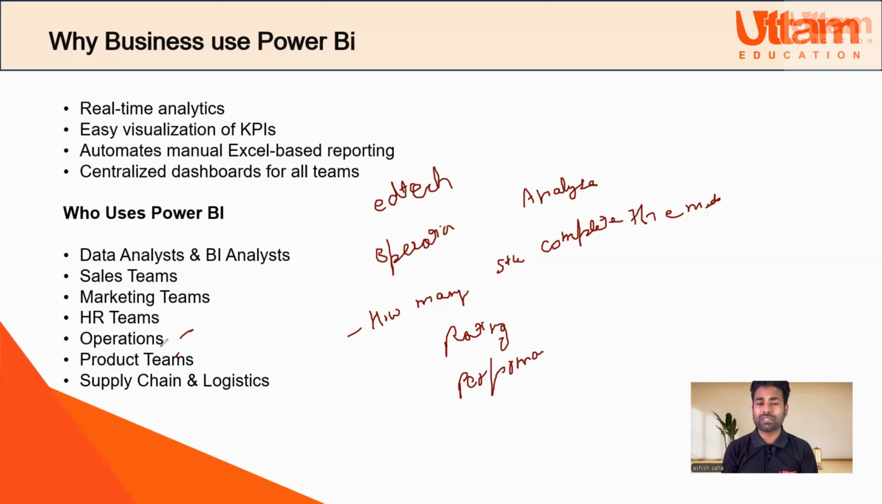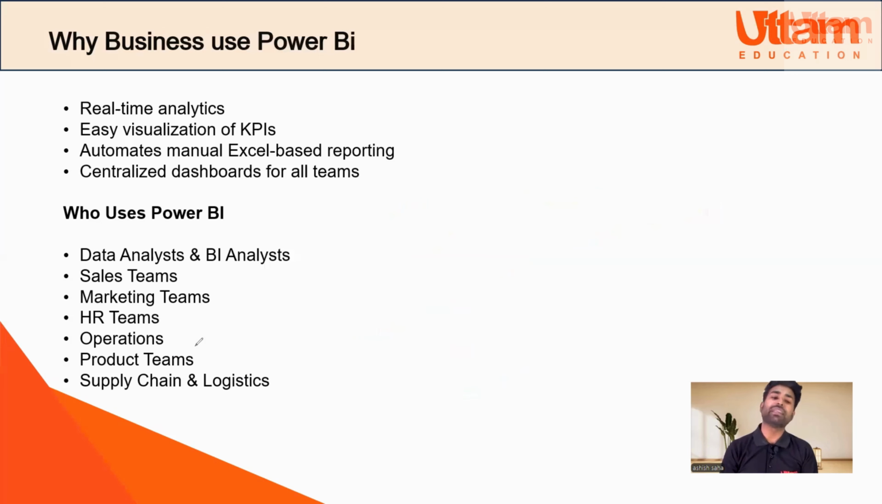So I hope the operation team's work is clear. They use Power BI to analyze student performance in EdTech. Similarly, in other companies, the operation team does different work. If I talk about the product team, they can use Power BI to analyze in which states the products are being used by the user, or in which states the products are not being used. That type of work can be analyzed by the product team.